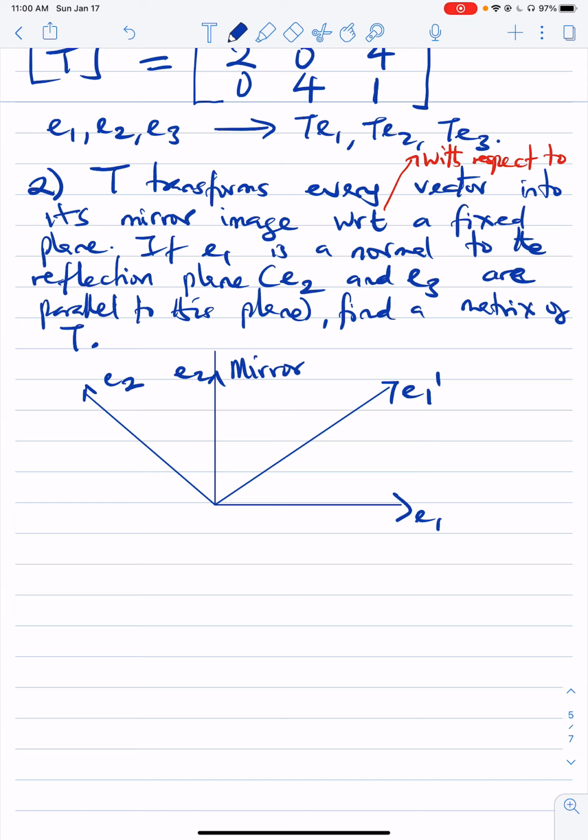If E1 is normal to the reflection plane, this is E1. This is the reflection plane here. Let me make this a bit bold. This is the reflection plane here, and E1 is normal to it.